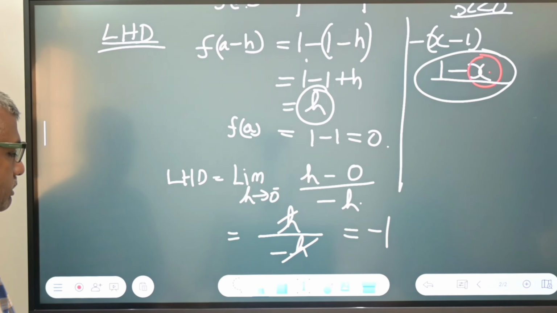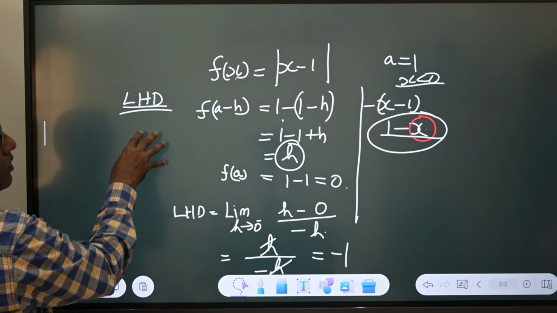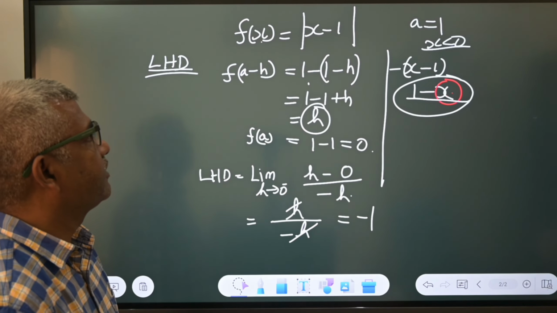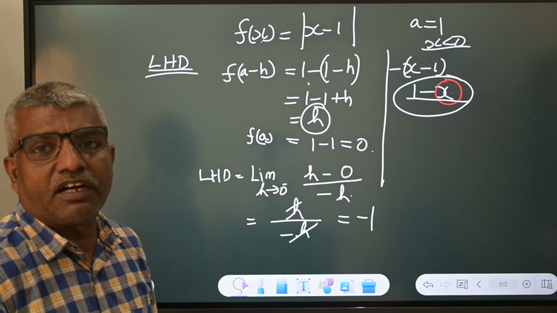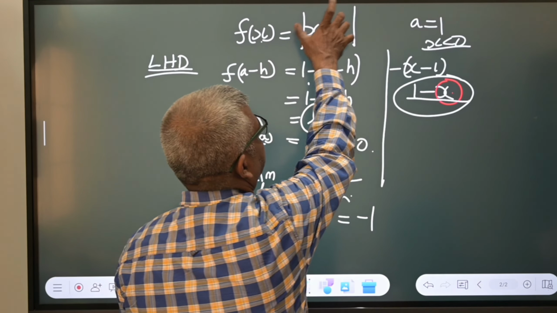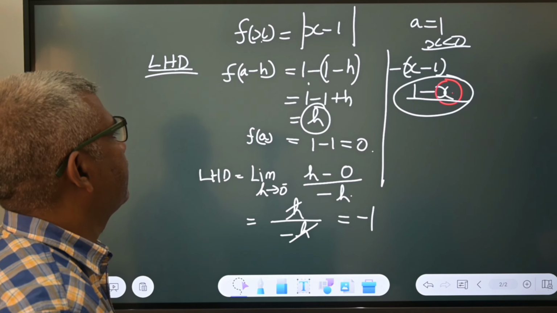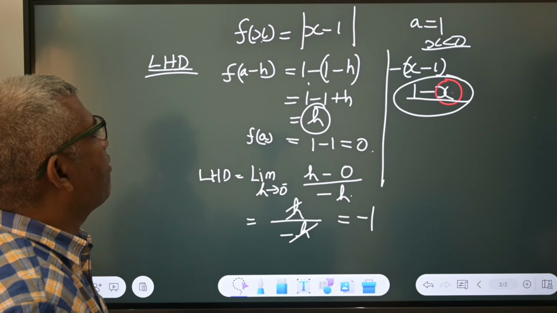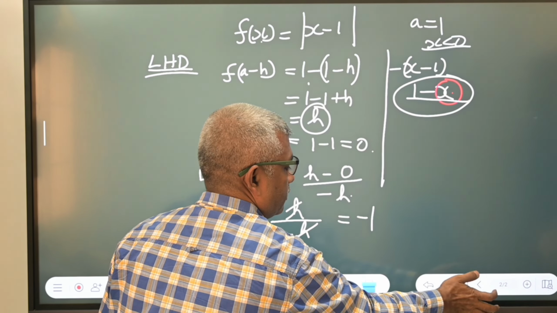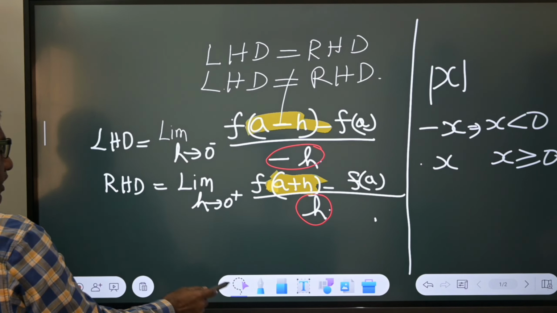Now copy down. f of x is modulus of x minus 1. We are going to find the left hand side derivative. Left hand side derivative means minus of f of x, minus of x minus 1, which is 1 minus x. Now f of a minus h. It is in the formula. The formula is f of a minus h, for the left hand side derivative.